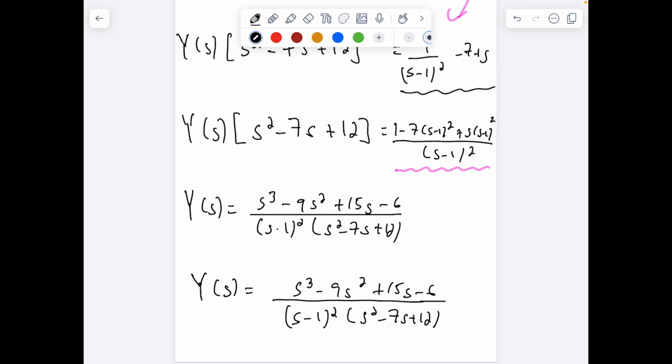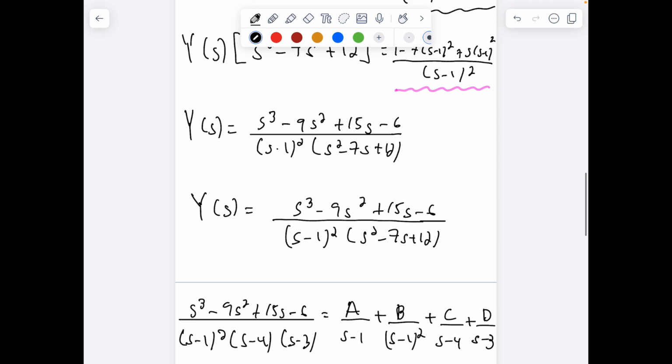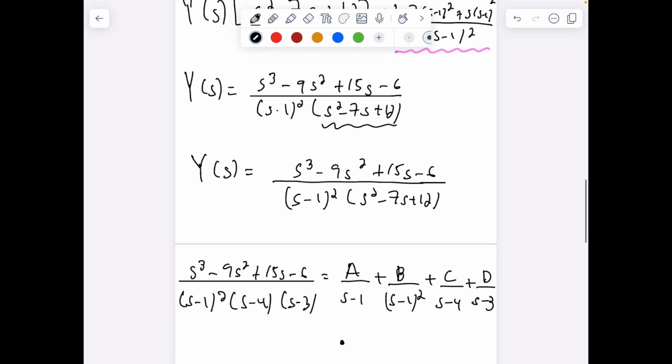And so you get that, and then what I did, final step, was I moved the s squared minus 7s plus 12, and s squared minus 7s plus 12 can be factored as s minus 3 and s minus 4, or s minus 4, s minus 3.